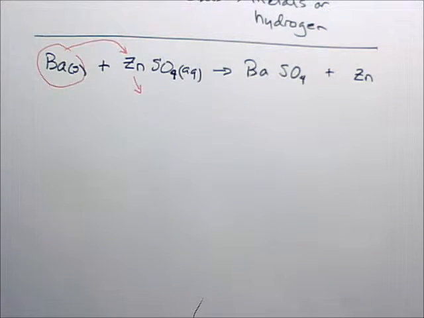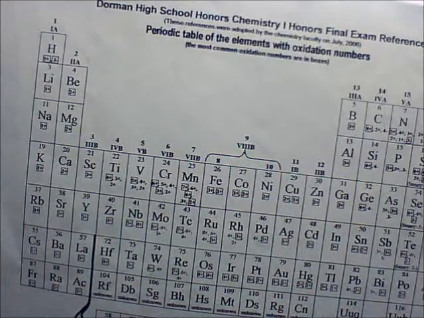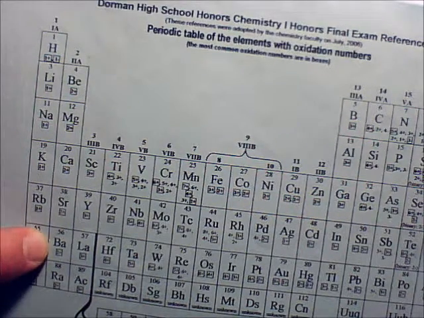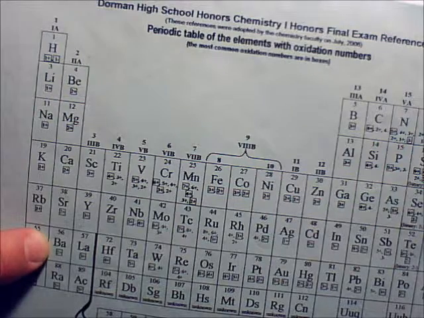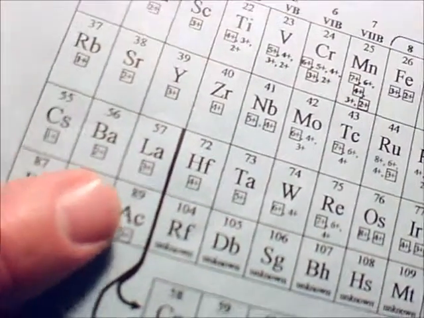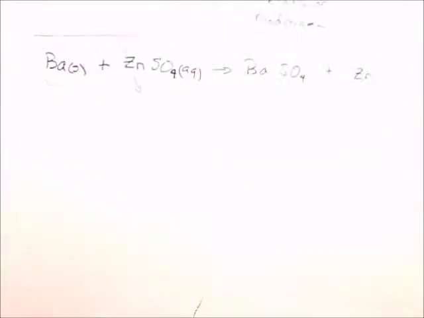Then where do we find its charge? Where do you find the charge on a barium? Periodic table of oxidation numbers. Okay. And here's barium down here. So what charge does it have? Barium? You're looking at the wrong one. Barium. 2 plus down here. 2 plus. Okay? Alright.